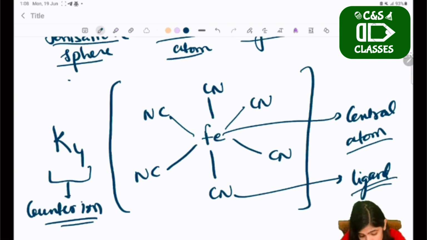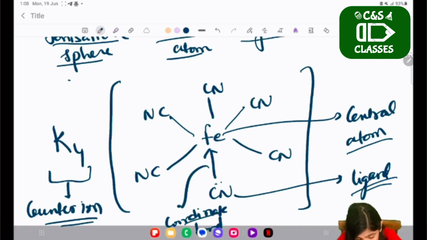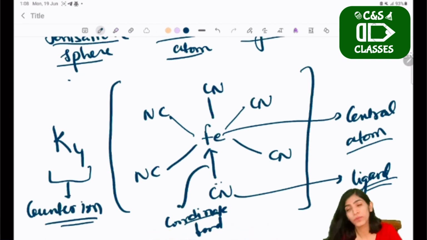Now this ligand donates a pair of electrons to the central atom in its vacant d orbital, forming a coordinate bond. Due to the presence of this coordinate bond only, this coordination entity remains intact even after dissolving in water, or we can say it is not forming any ion.